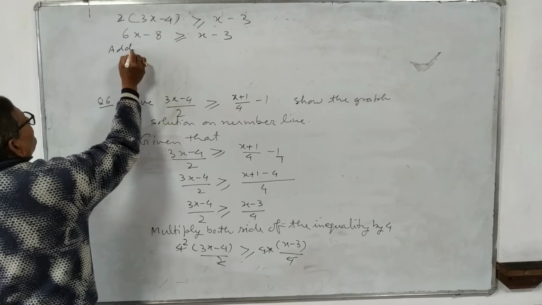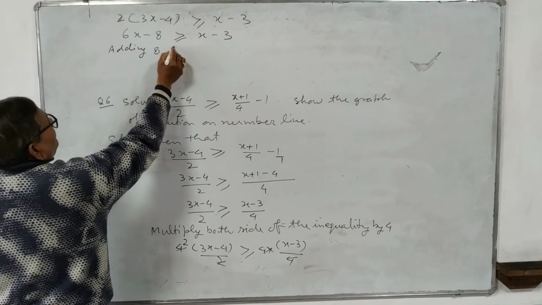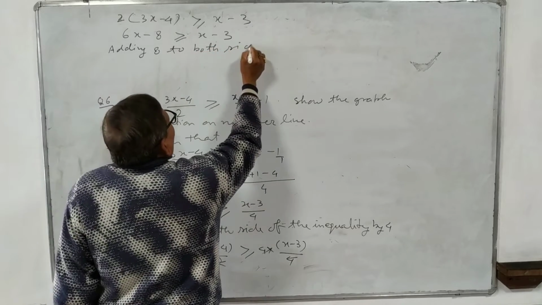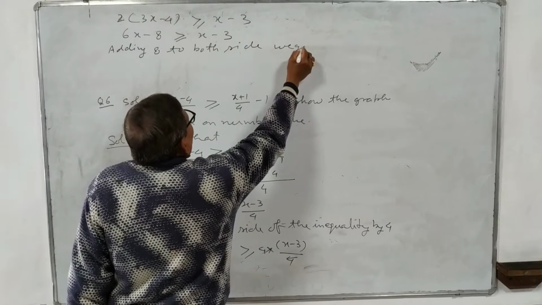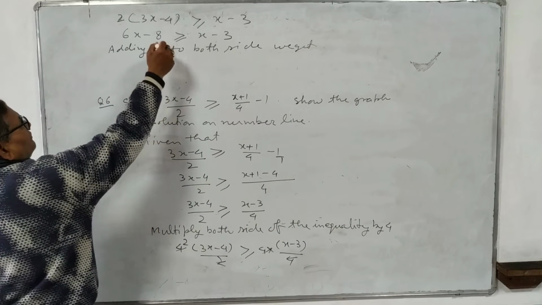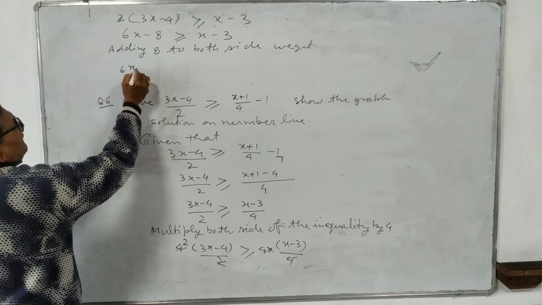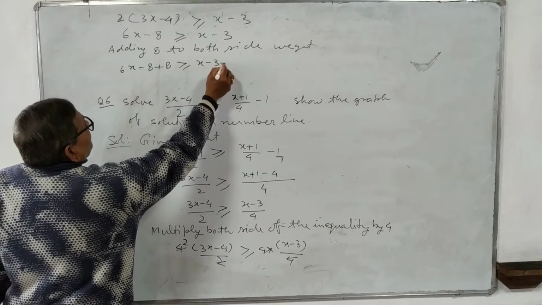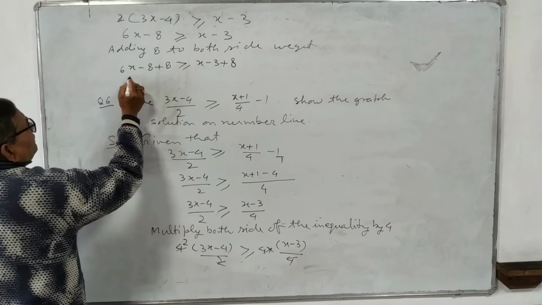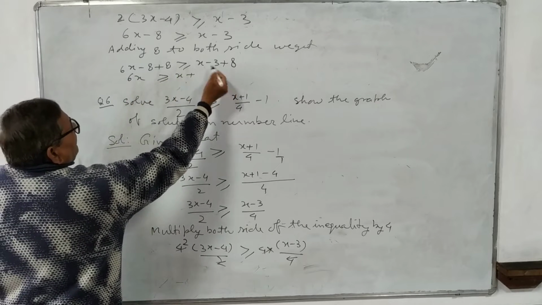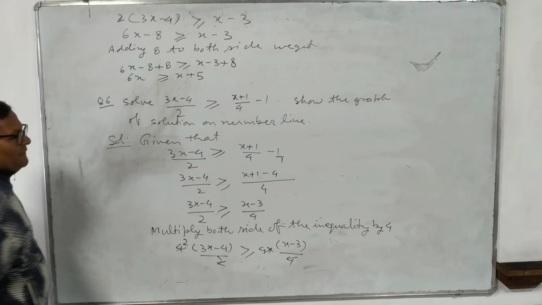Adding 8 to both sides, we get, since we are adding the same number, the sign of the inequality remains the same. So 6x minus 8 plus 8 is greater than or equal to x minus 3 plus 8. So it is 6x is greater than or equal to x plus 5, since 8 minus 3 is 5.